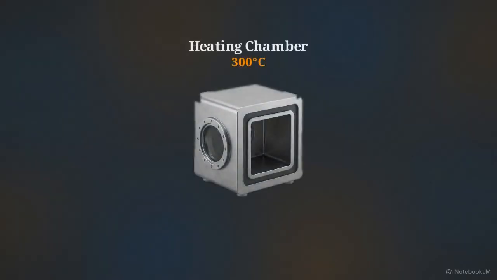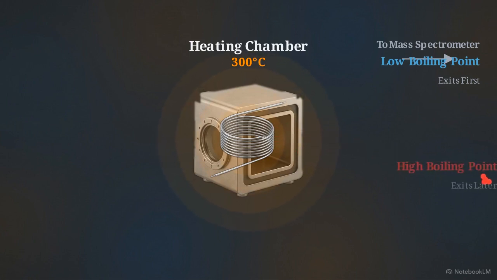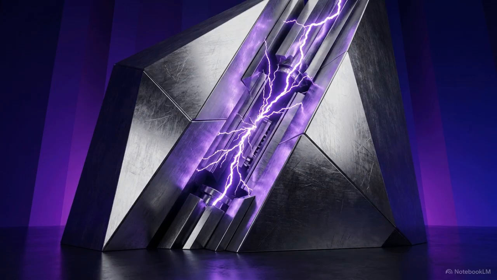As shown here, the vaporized sample pushes through a tightly coiled capillary column inside a glowing oven, reaching a blistering 300 degrees Celsius. As heat ramps up, compounds separate rapidly based on boiling points. Molecules with lower boiling points exit first. Once separated, the molecules hit the electron ionization chamber.